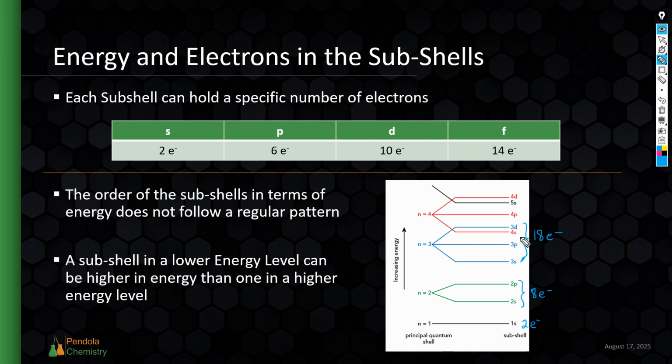But if we bring the fourth energy level into this, you'll notice something very interesting happen right here. The fourth and third energy level actually overlap. The 4s, which is the lowest sublevel in the fourth energy level, is lower in energy than the 3d sublevel, which is the highest sublevel in the third energy level. So what happens here? That means that the order of the sublevels is not what you would expect.